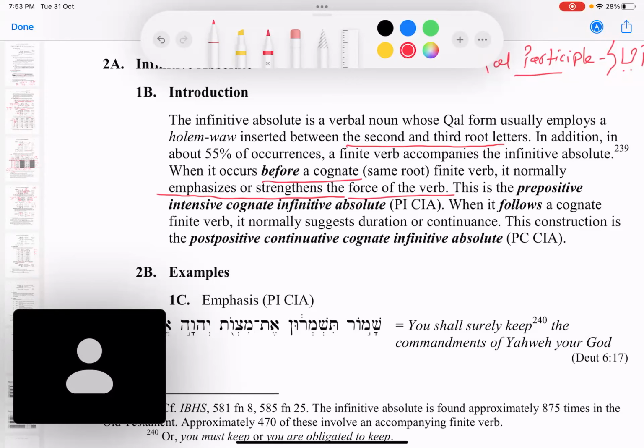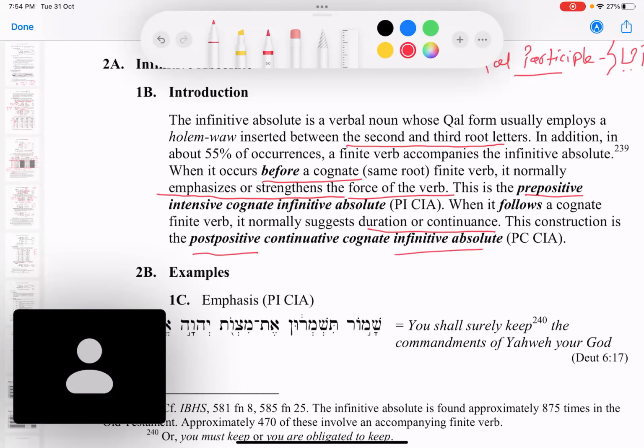Pre-positive. And the second, it occurs after. That's why it is called post-positive. When it follows a cognate finite verb, it normally suggests duration or continuance. The construction is post-positive, continuative, cognate, infinitive, absolute.